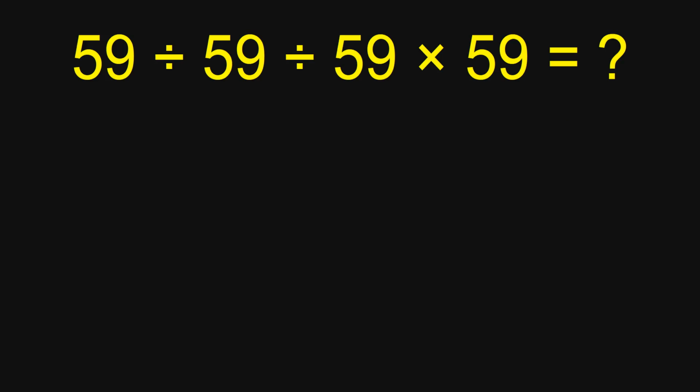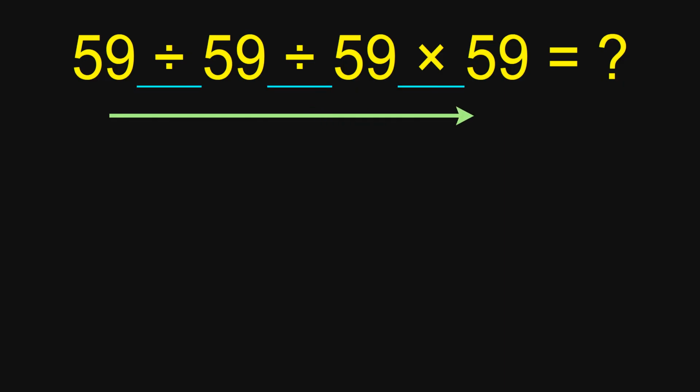In this problem we have 59 divided by 59 divided by 59 times 59. According to the order of operations, we have to work from left to right. So first we have to do this division, then this division, and finally this multiplication. If you do this multiplication before this division, it's wrong.